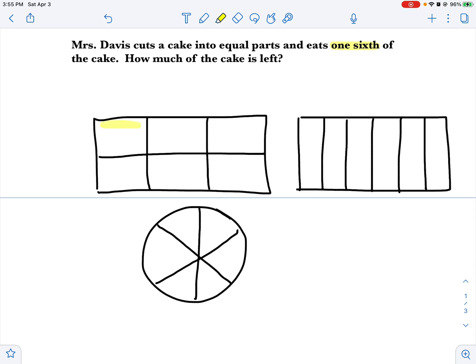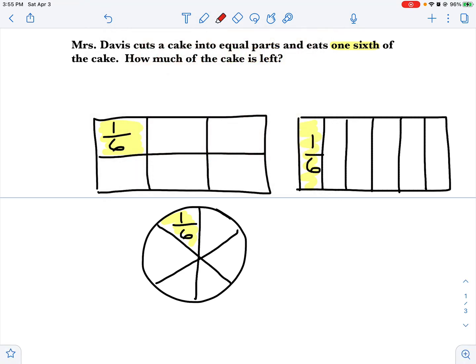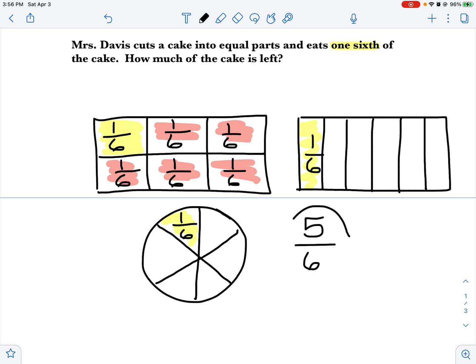If I eat 1/6, any of these, right? 1/6. I can even label it so I can see it and visualize it. How much is left? Well, if I know 1/6 is eaten, I can count what's left. I have 1, 2, 3, 4, 5 of them. Each one of these is sixths, right? So I have 5 that aren't eaten out of 6 pieces. So 5/6 of the cake is left.